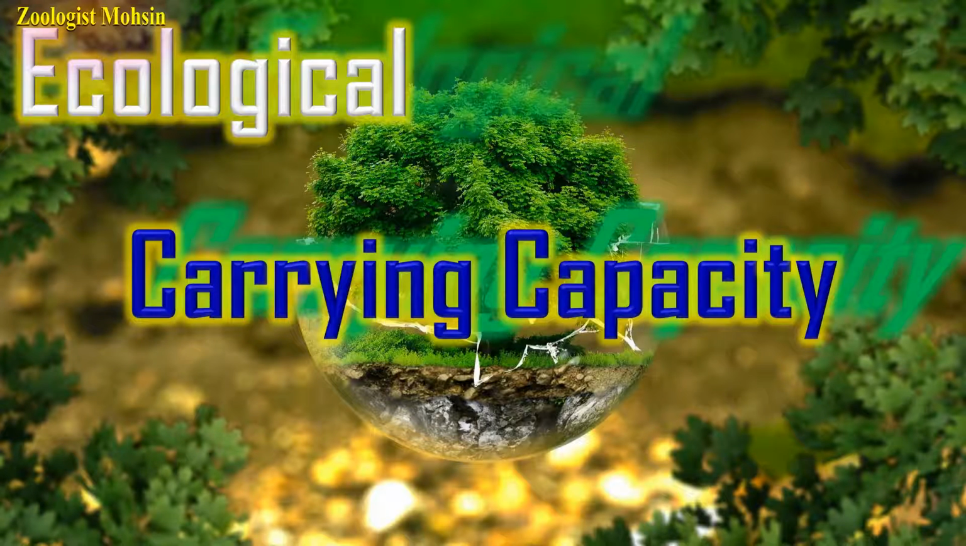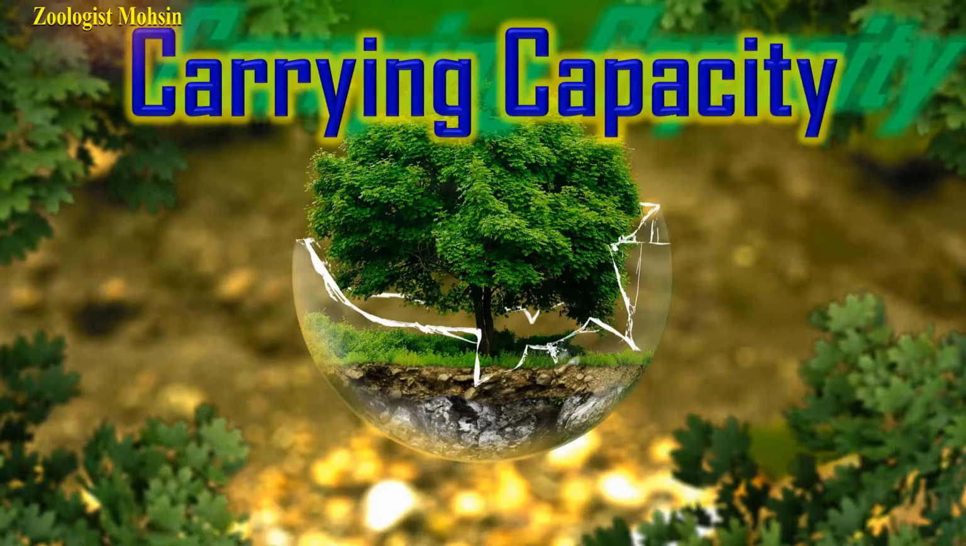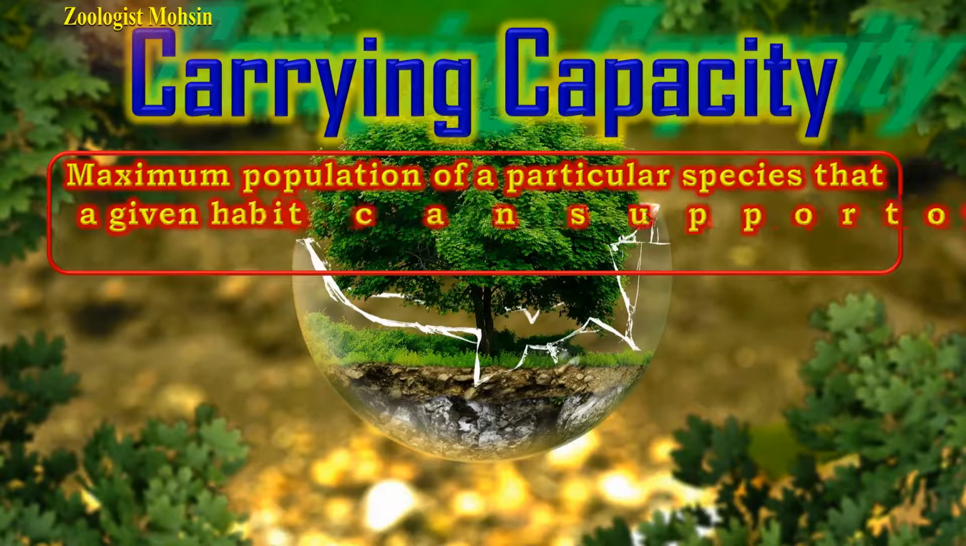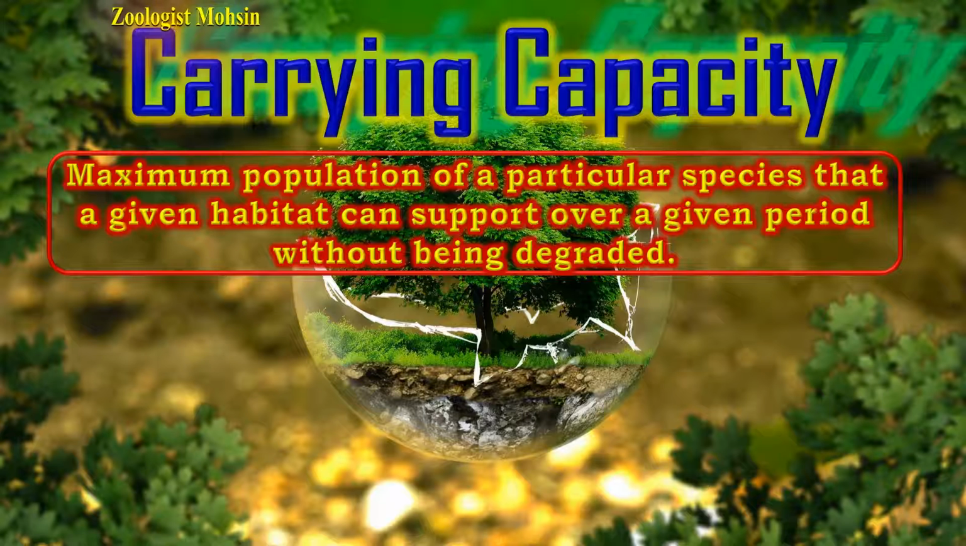So what is ecological carrying capacity? Let's define it. Maximum population of a particular species that a given habitat can support over a given period without being degraded. Now the words maximum, particular species, given period and habitat are the key terms in the definition, and they need to be focused on.